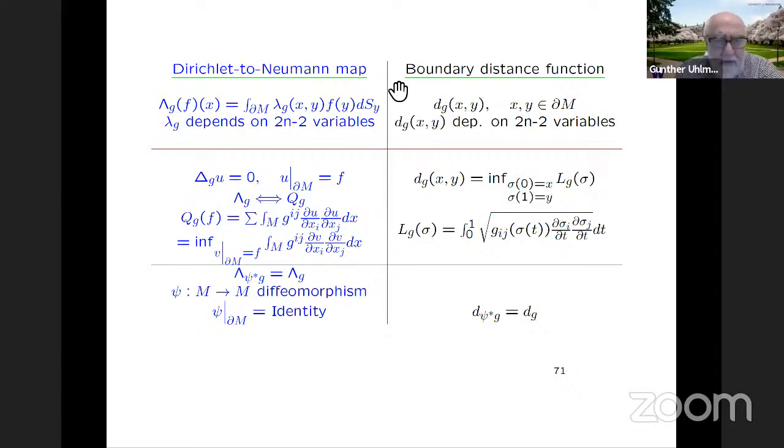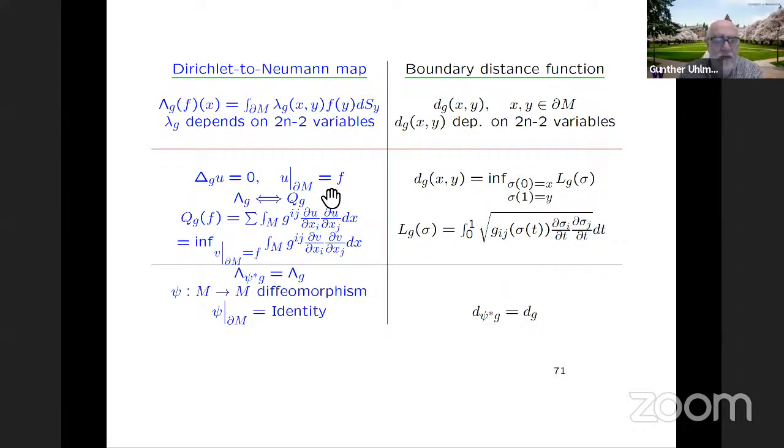The Dirichlet map is defined using harmonic functions and is via this quadratic form. Remember, the quadratic form and the Dirichlet map are equivalent. This is also called the Dirichlet integral. It is the power that you need to maintain the potential F on the boundary. It is the infimum of this quadratic form over all the functions that have this boundary value.